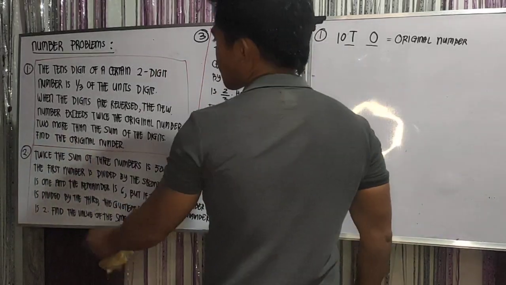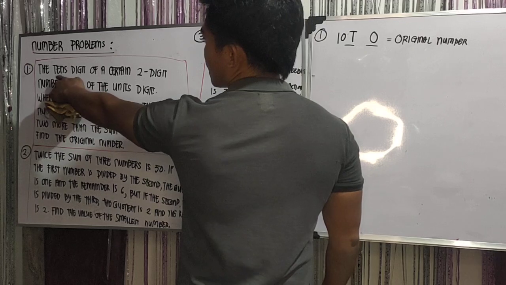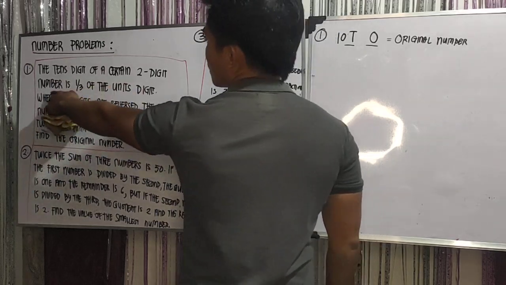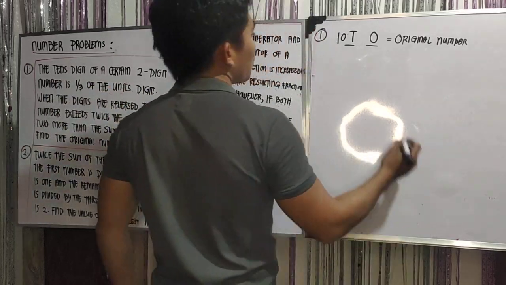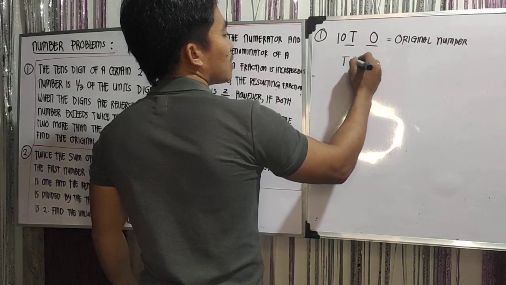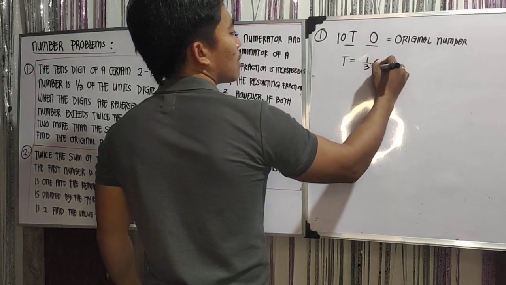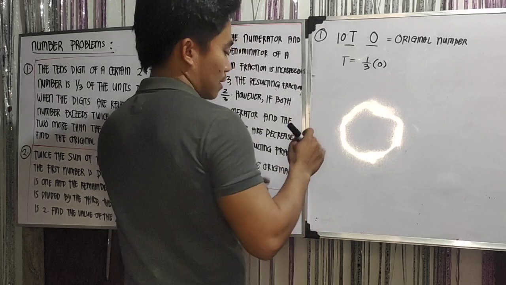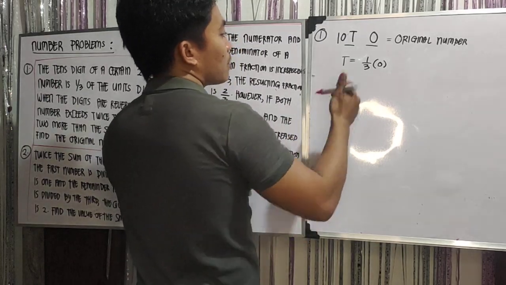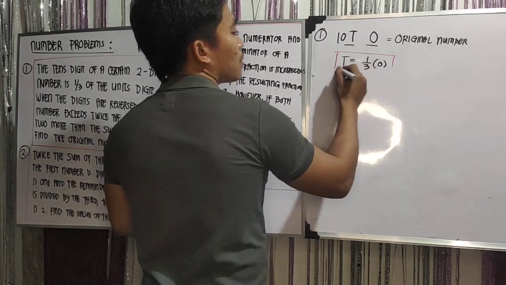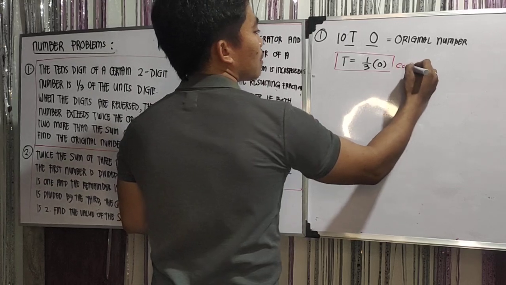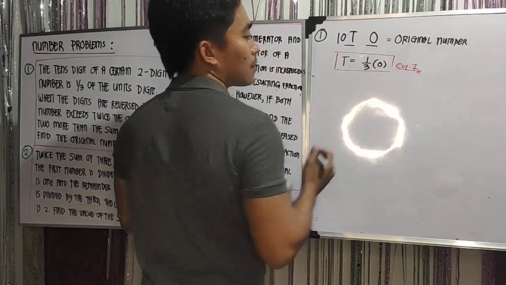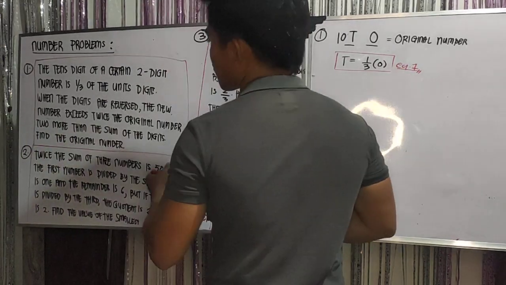It says the tens digit of a certain 2-digit number is 1/3 of the units digit. So that T is just 1/3 of the ones digit. Let this be your equation 1.